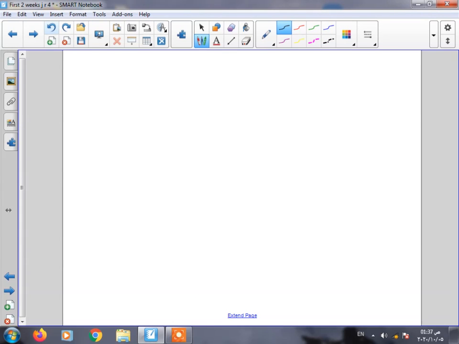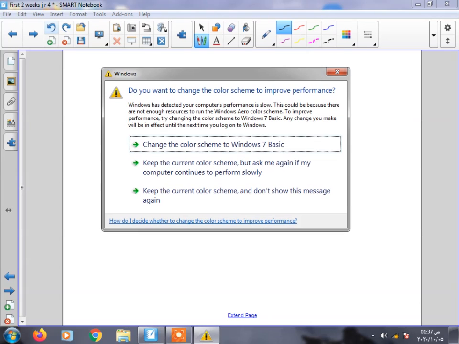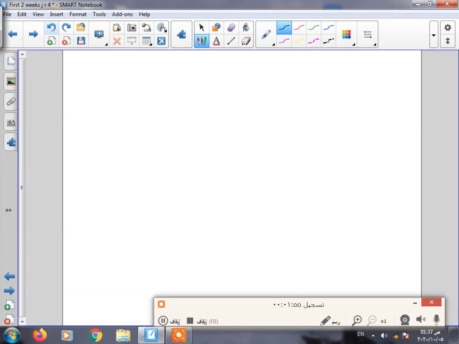Okay, now we said that to make a sentence using the present continuous, we use the verb to be: am, is, are, and the verb after it must end with ing. Now we have some rules to add ing to the verb.